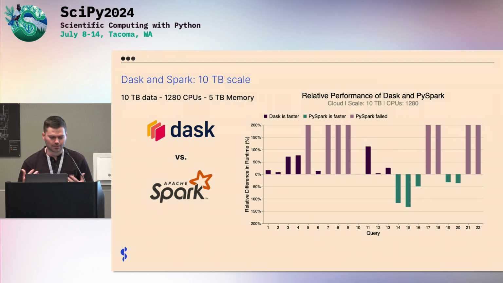To process 10 terabytes of data, you would need 50 terabytes of memory or something like that for PySpark. It starts becoming sort of absurd amounts of hardware to get things to be performant there.